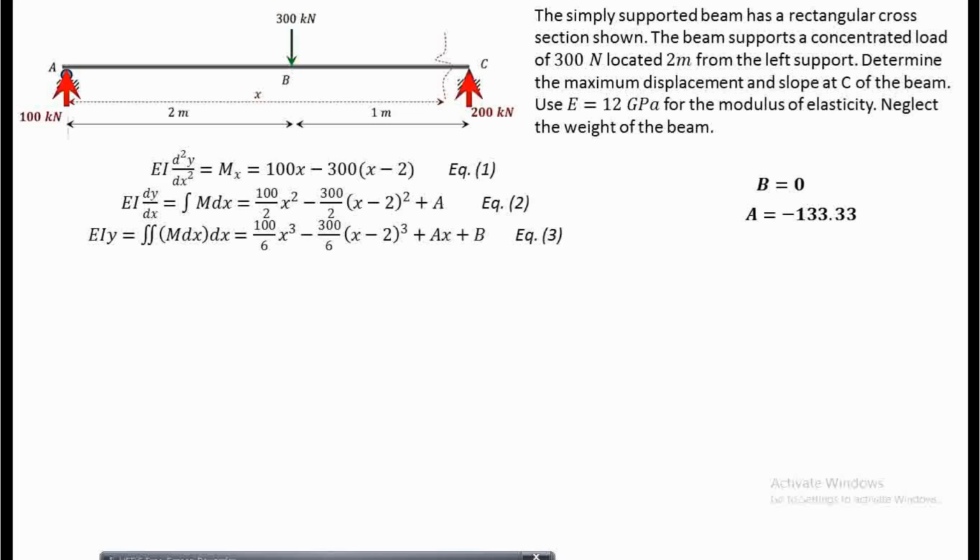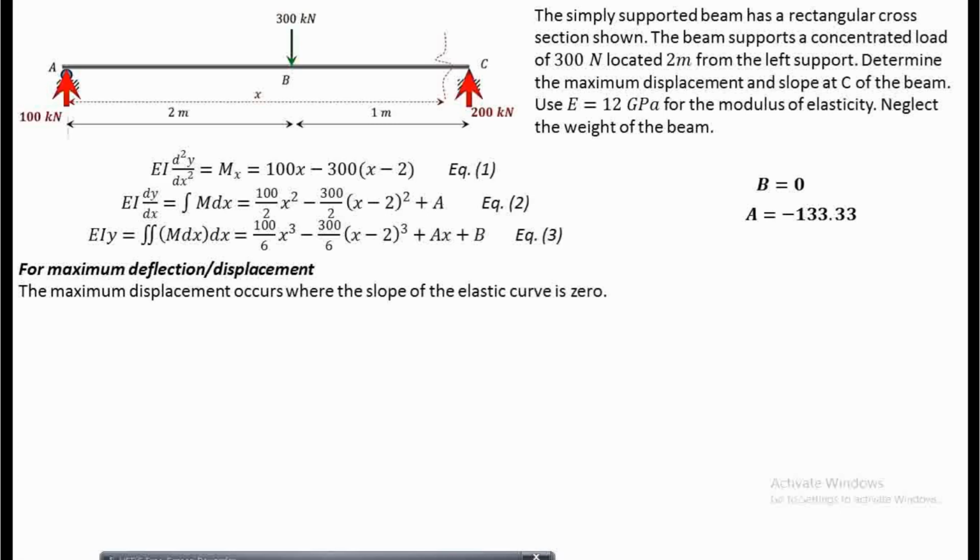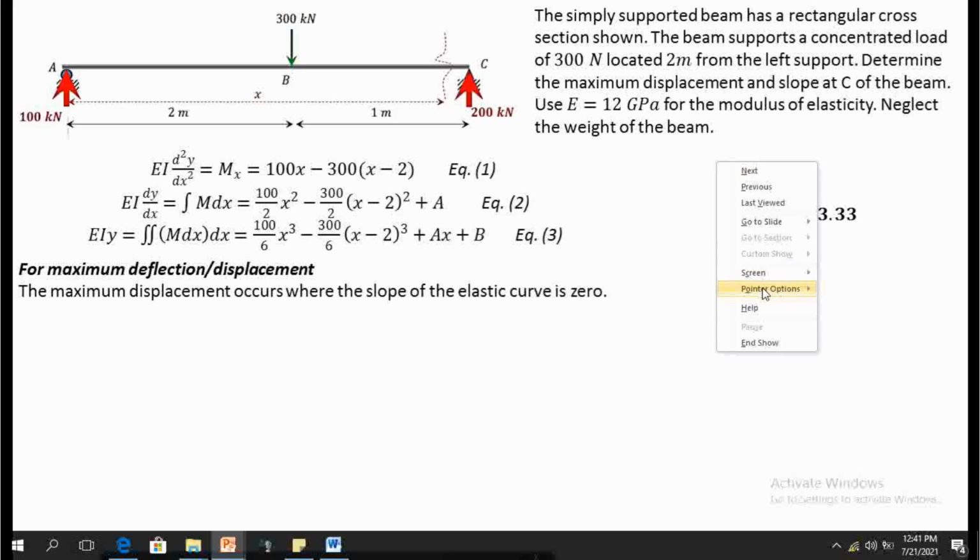Ngayon, I need to determine the value or kung saan eksakto yung maximum displacement ko. Paano ko makukuha yung eksaktong location ng maximum displacement? For maximum deflection or displacement, it occurs where the slope of the elastic curve is 0. Anong ibig sabihin nito?